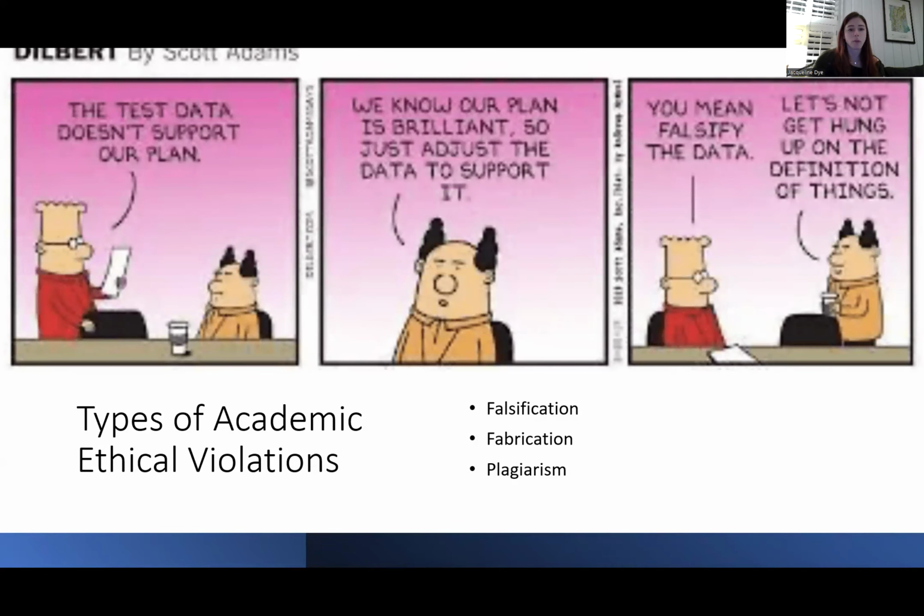So first, talking about types of academic ethical violations. There's three main categories: falsification, fabrication, and then plagiarism. So falsification is, for example, having a data set and then making up data, having fake data added to it. Fabrication would be coming up with data that doesn't actually exist, and we'll look at an example in a moment. And then plagiarism, of course, is taking someone else's words and using them as your own or not giving credit to the person.